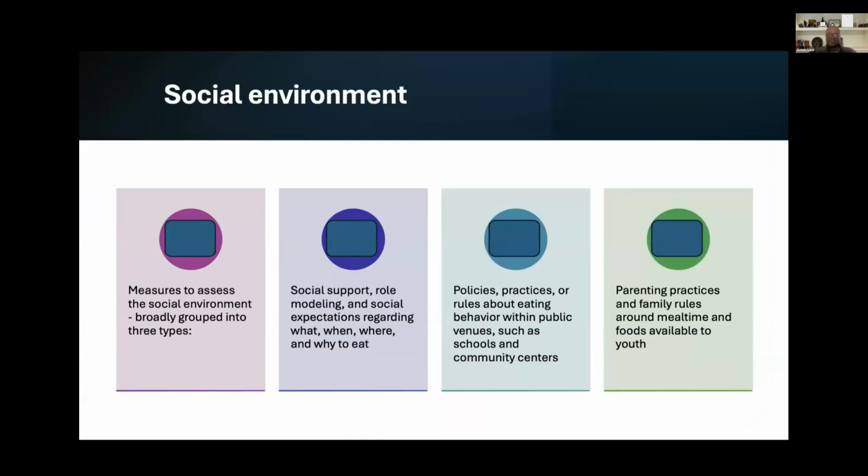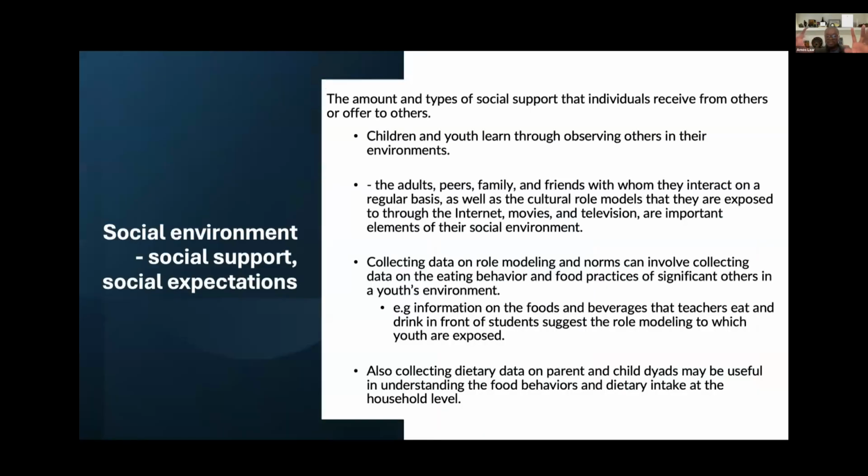We can do something similar for the social food environment, but I don't have a lot of time, so I'll just run through this quickly. Here, you could look at social support or role modeling. You could look at practices and rules about eating behavior at home. You could also look at parenting practices and family rules, with respect to measures or approaches for assessing the food environment, focusing on the social environment. I would have to move a little bit quickly.